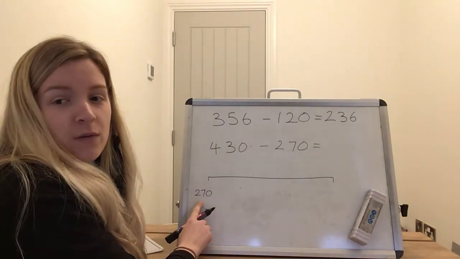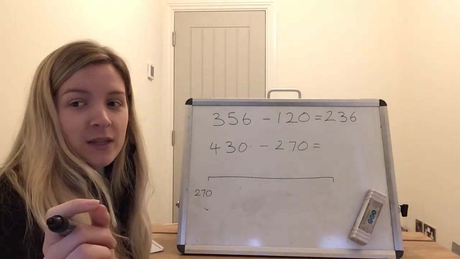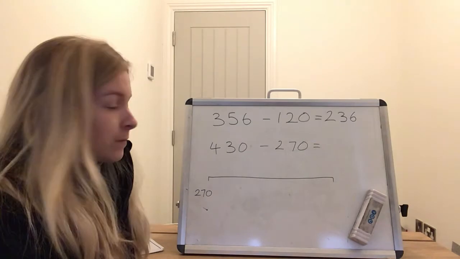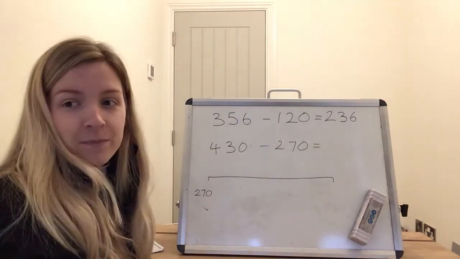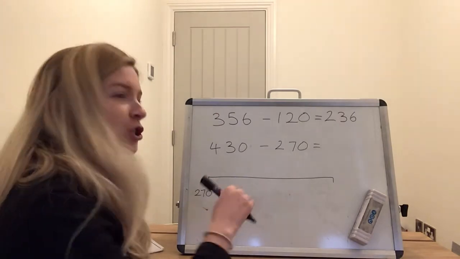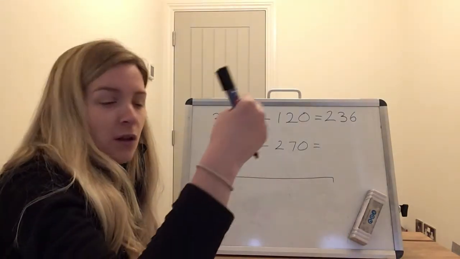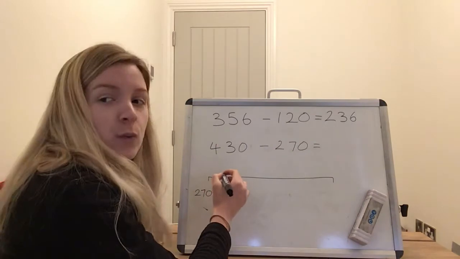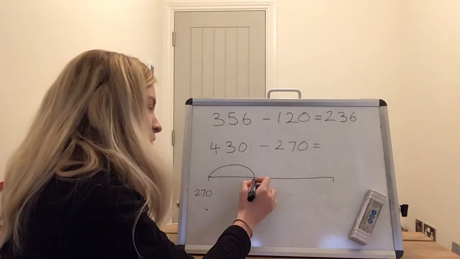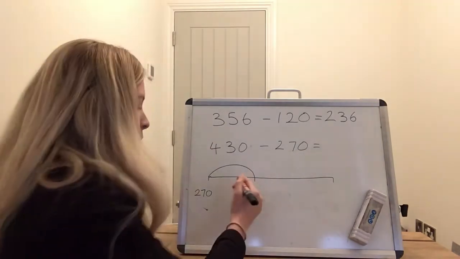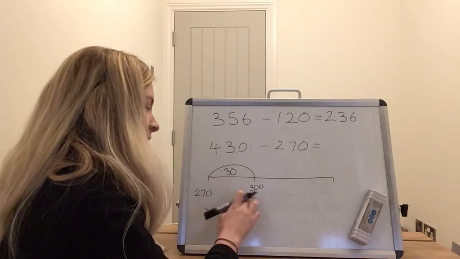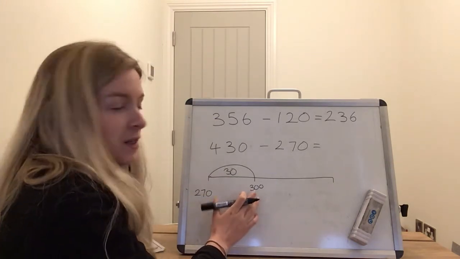Starting at 270. If you pause the video and have a go at this now. Okay, are you ready? Right. 270. Let's jump up to the next hundreds barrier, the next multiple of 100. So if we're at 270, the next multiple of 100 would be 300. We've jumped 30 there. The difference between these two numbers is 30.